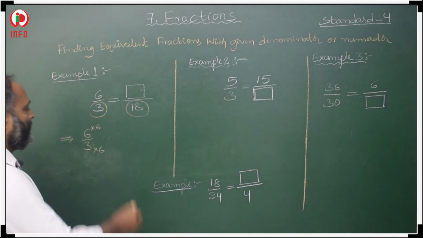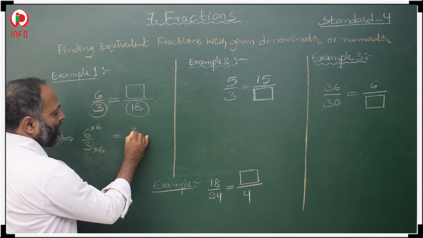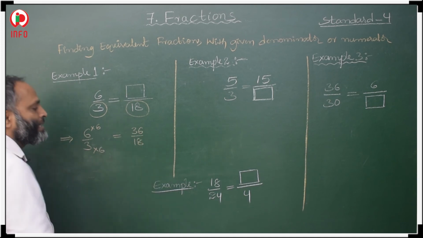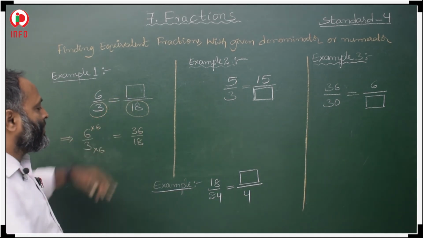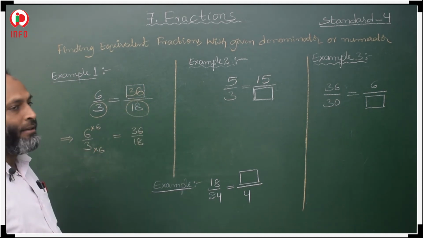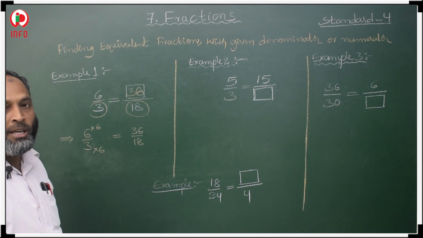Now find the product. 6 sixes are 36, 3 sixes are 18. So 36 by 18. The equivalent fraction of 6 by 3 is 36 by 18.